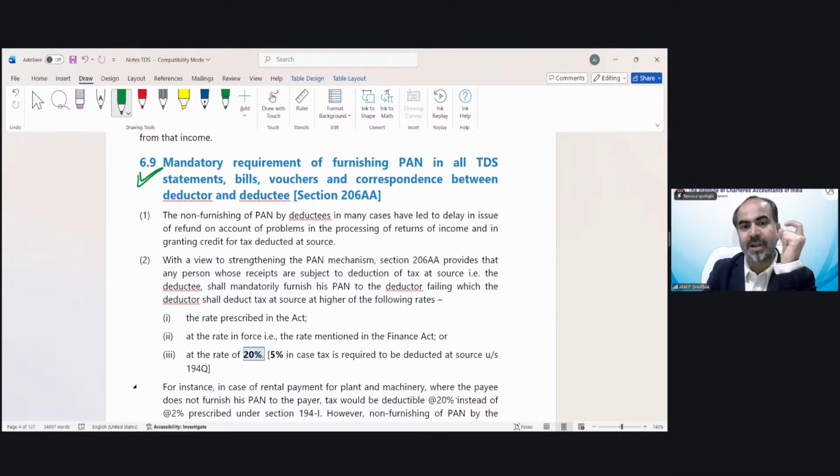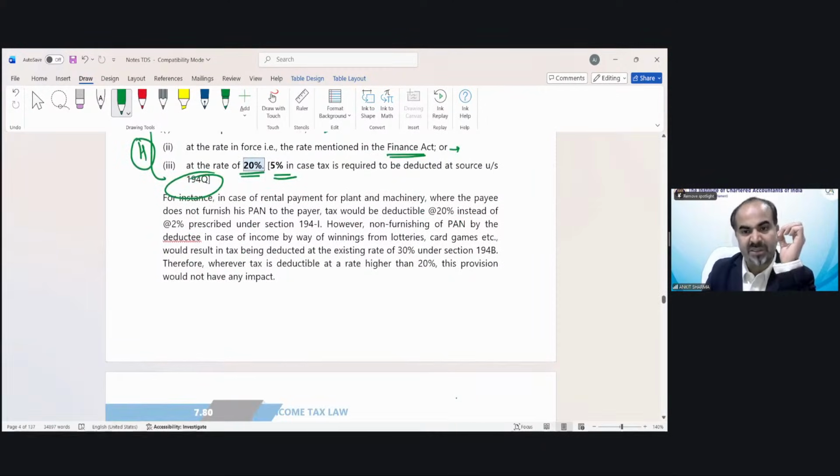If you do not submit your PAN, the rate would be the rate prescribed in the Income Tax Act, the rate in force as per the Finance Act, or 20%, whichever is highest. That is going to be applied if you do not submit your PAN number. 5% is the highest in case of section 194Q. Other than 194Q, if you do not submit your PAN, then the TDS rate could be 20% in the cases.